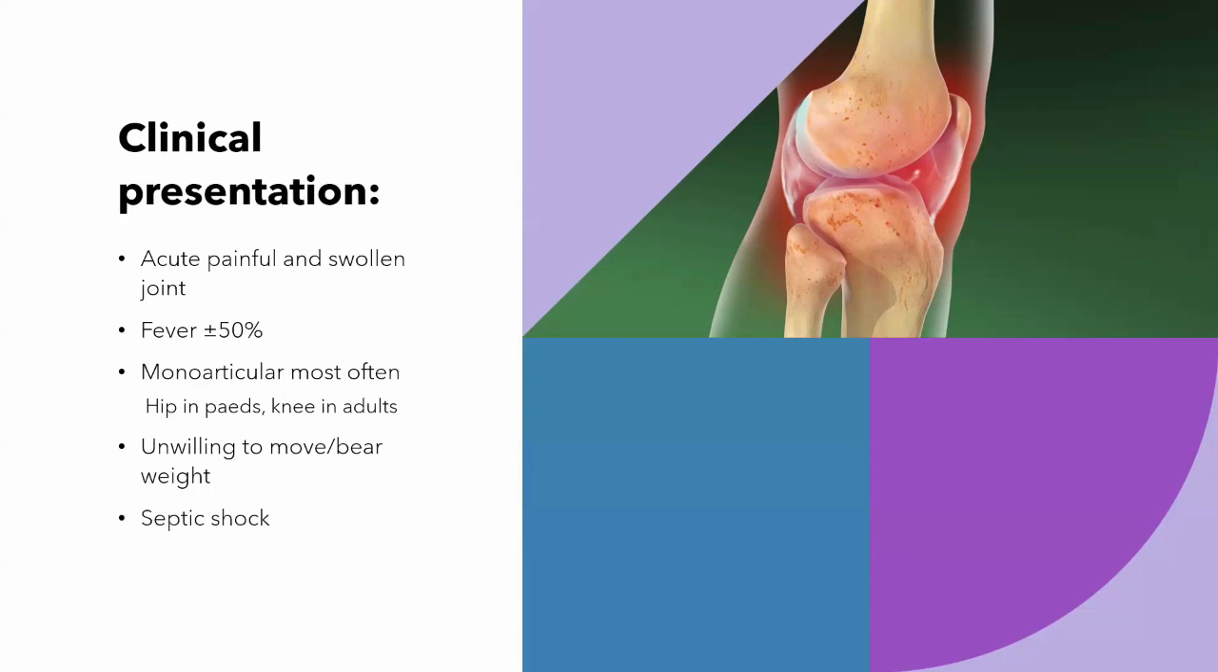Unfortunately, patients can also present in extremis. And this does not just include septic shock, but things like necrotizing fasciitis, chronic joint destruction, and osteomyelitis. Please, please, please never forget TB.